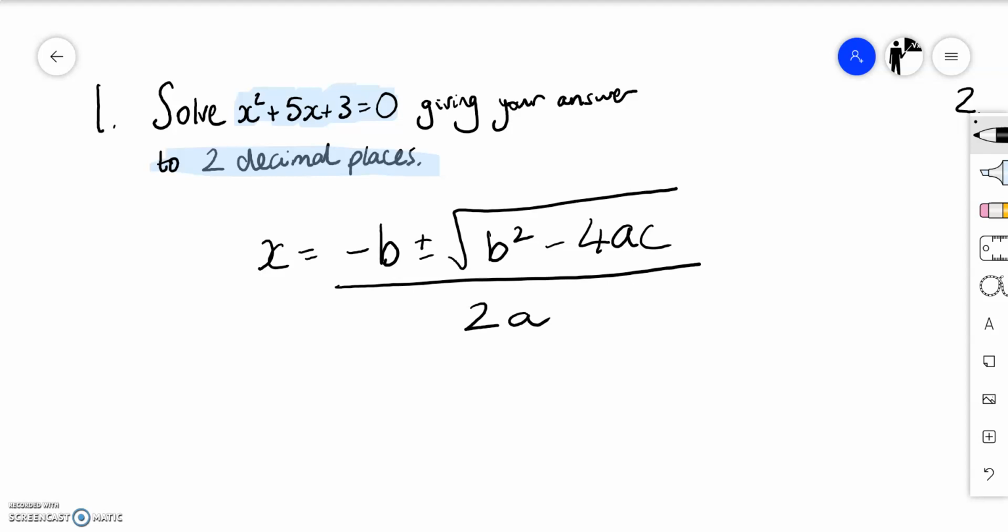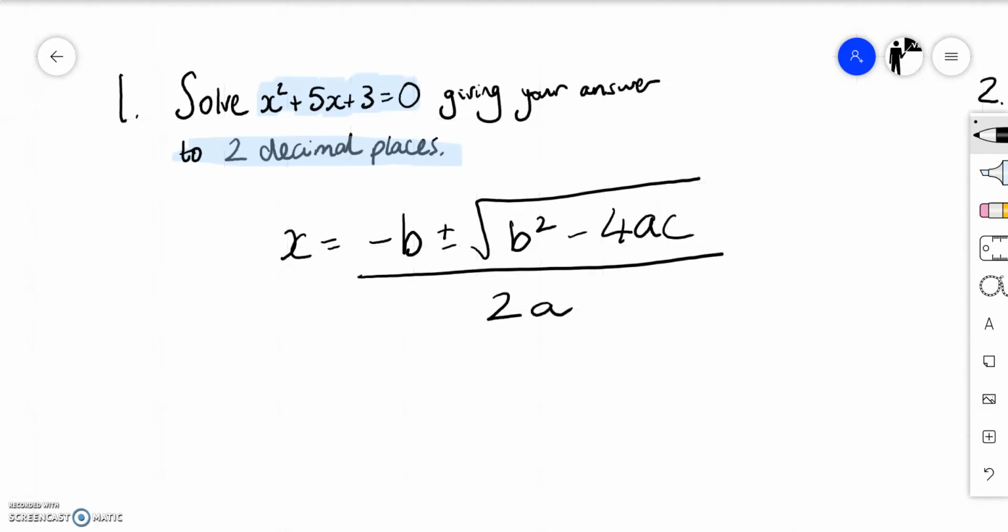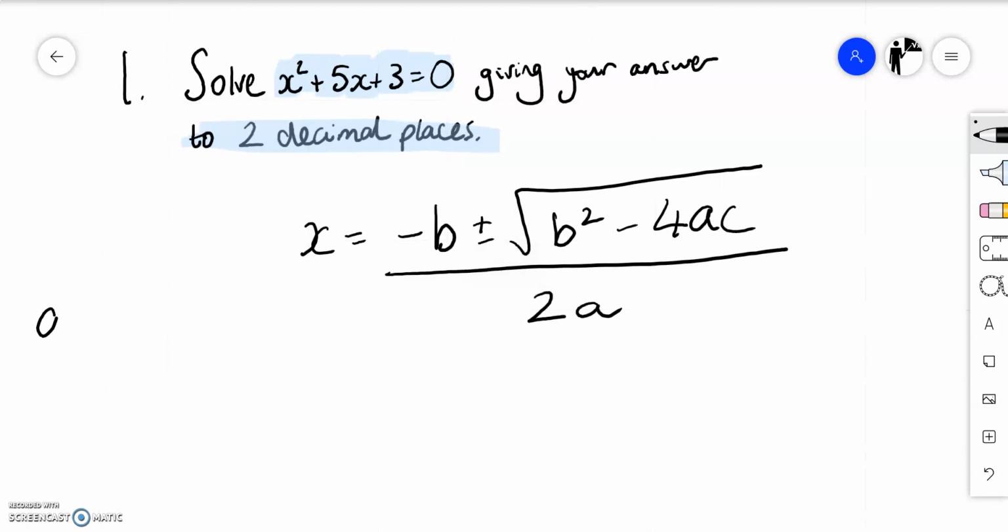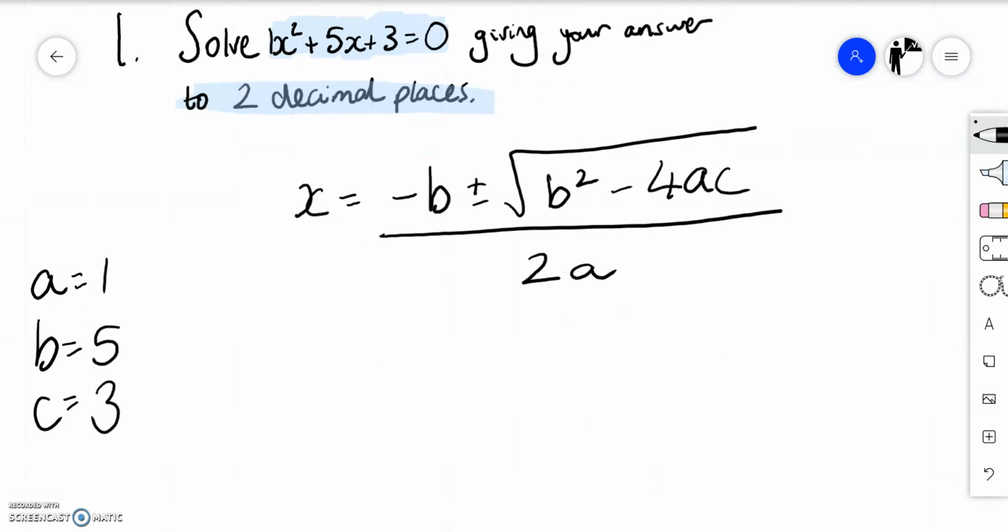So if we have a look at our equation, x squared plus 5x plus 3, we need to be able to extract the values of a, b and c. What is a, what is b, and what is c? Well, a is the number that multiplies the x squared, so technically there's a 1 there. b is the thing that multiplies the x, and c is the number at the end.